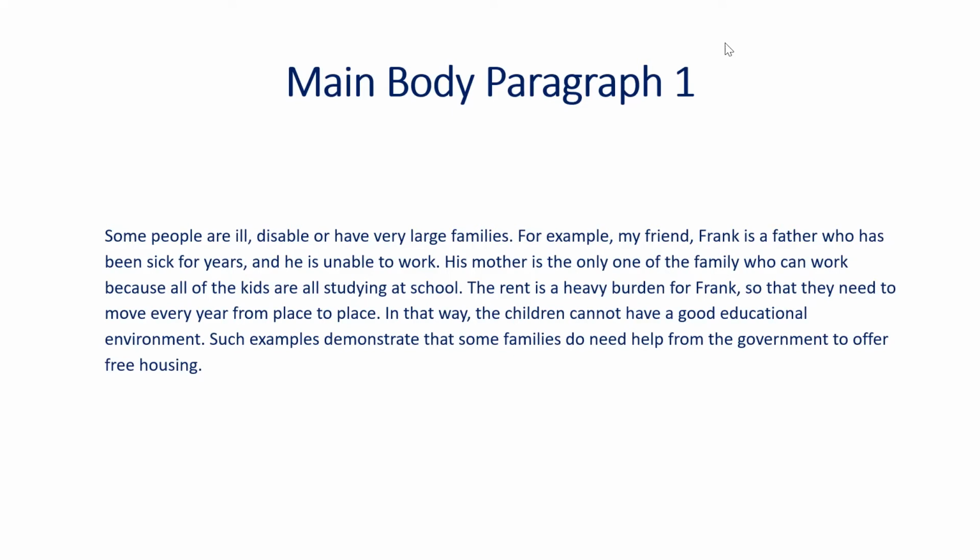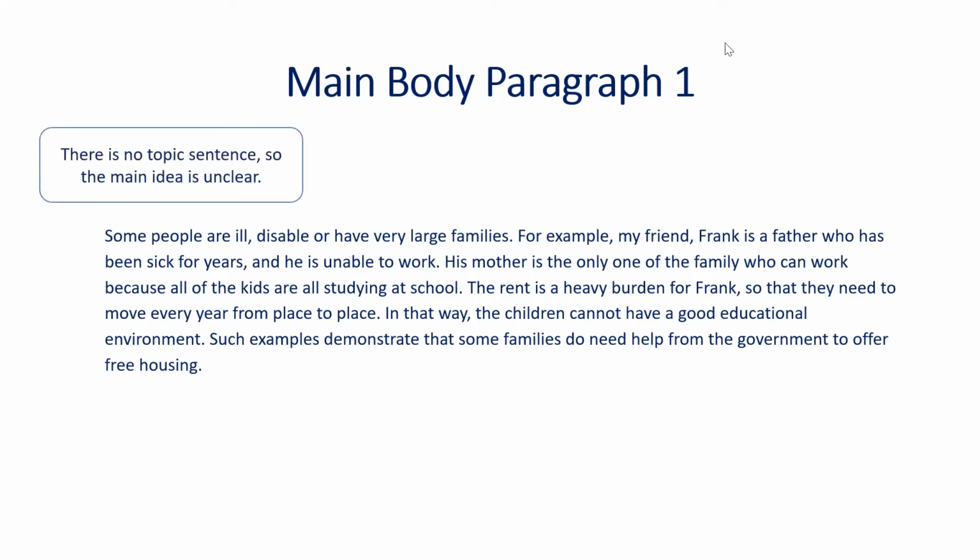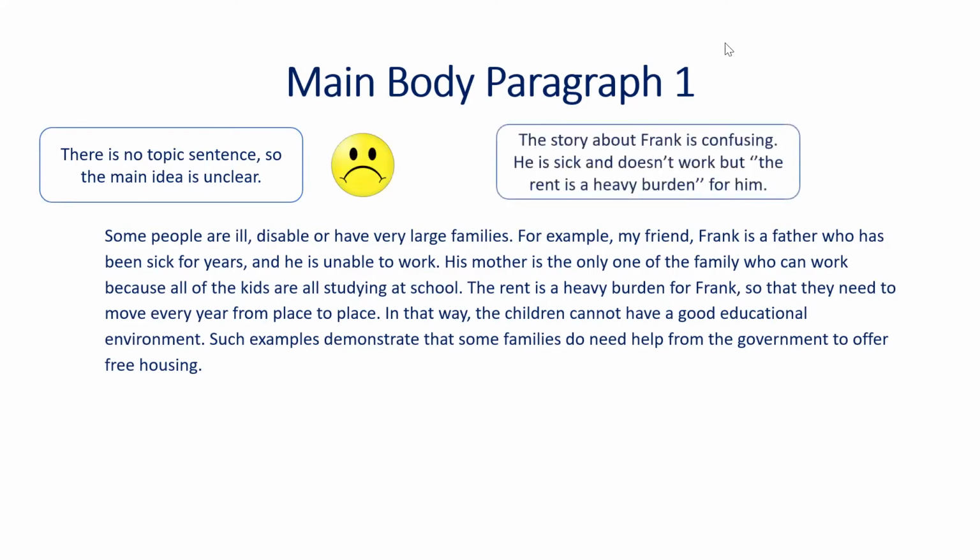So in this paragraph, the topic sentence is not clear. I don't really see a topic sentence. There's just a reference to some people who are ill and disabled with large families. The other thing is that the story about Frank, the father, is confusing. We know that he's sick and he doesn't work, but the rent is a heavy burden for him. But it's the mother who's working, so it doesn't really make sense. If Frank is not working, how is he paying the rent?